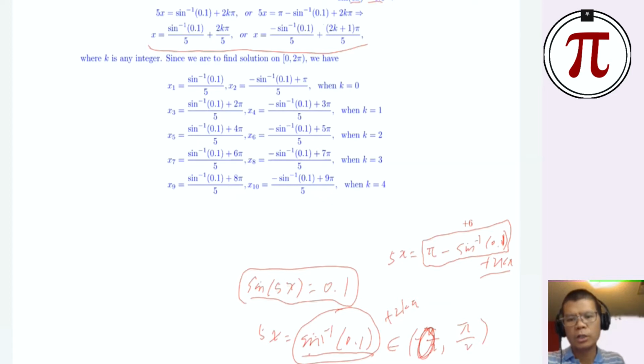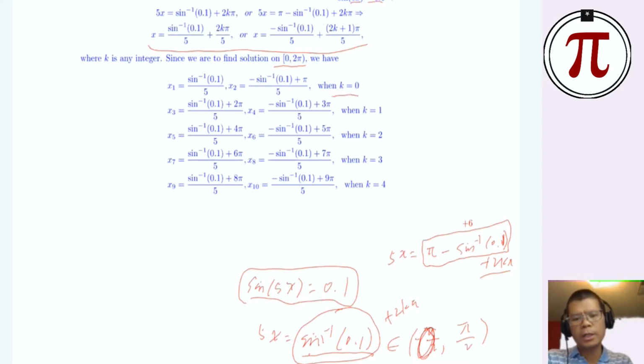Now I'm going to say it's not all k that works, right? As you know, we need to find a solution on this interval from 0 to 2 pi. So you cannot say any k works. You have to choose the k values such that the x value is between 0 and 2 pi. Now, what are they?